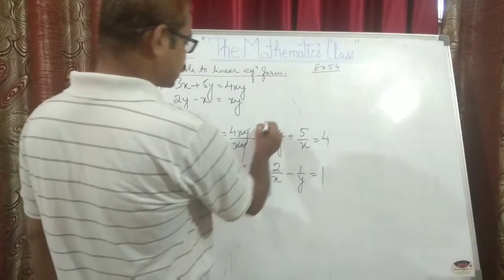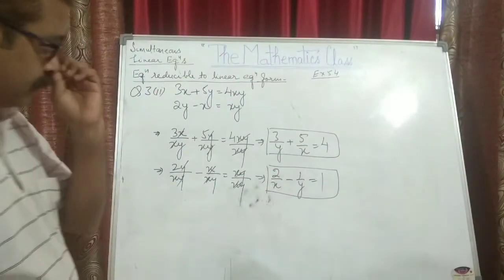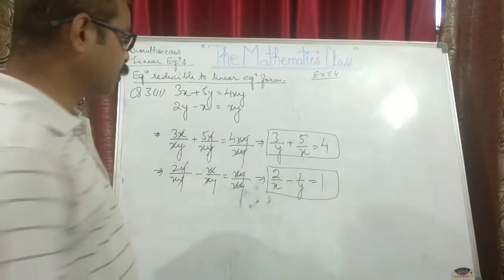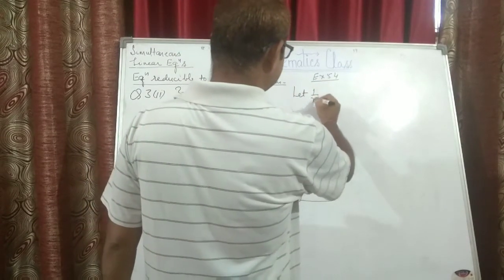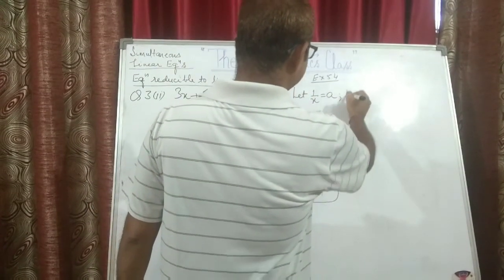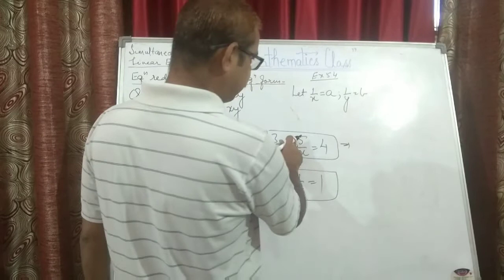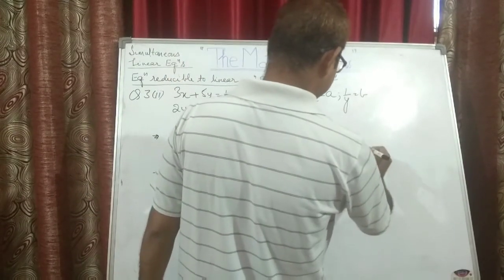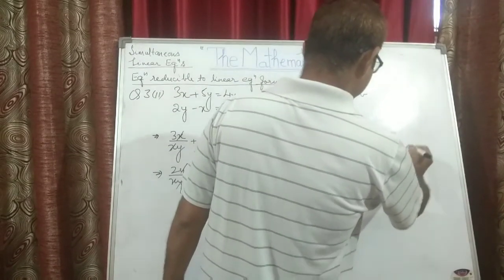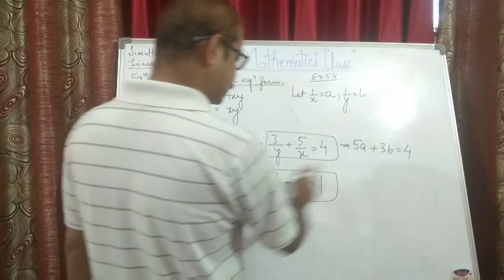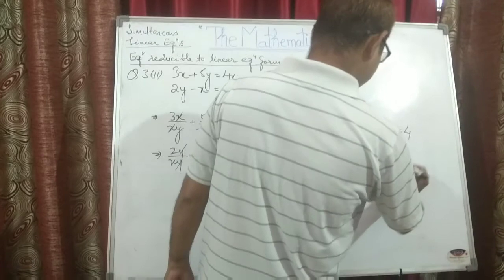Now this equation is converted into the upon form, or denominator form. Now variables are in the denominator. Now what you can do is assume something: let 1 upon x is equal to a and 1 upon y is equal to b. So this will become 5 upon x means 5a plus 3 upon y means 3b is equal to 4. 2 upon x means 2a minus 1 upon y, which is b, is equal to 1.